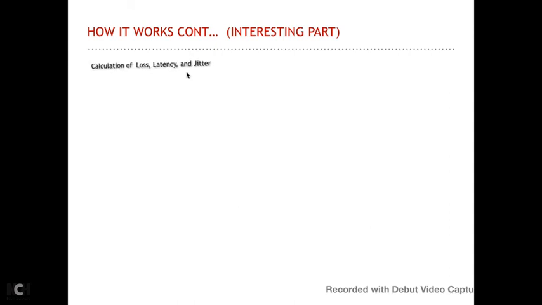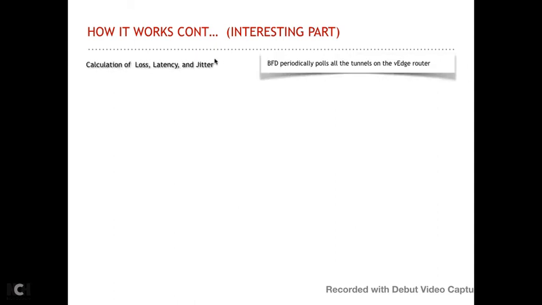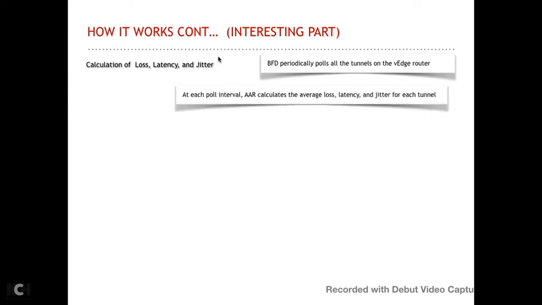So the next part is about the calculation, which is one of the best things that happens. On what basis is the health poor or better or the best? You decide by the calculation of loss, latency, etc. So BFD normally polls the vEdge router periodically, right? As I said, because of its nature of 1 second, it's polling every 1 second between your devices. And the poll interval, what you say, is actually a bucket in Viptela, I mean in Cisco's SD-WAN. So application aware routing calculates the average. Why I'm saying average is because I said the poll interval is a bucket, right?